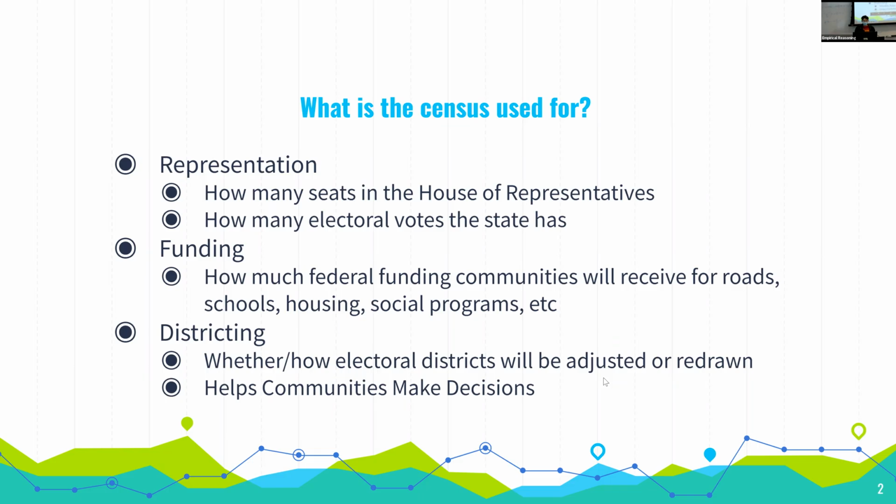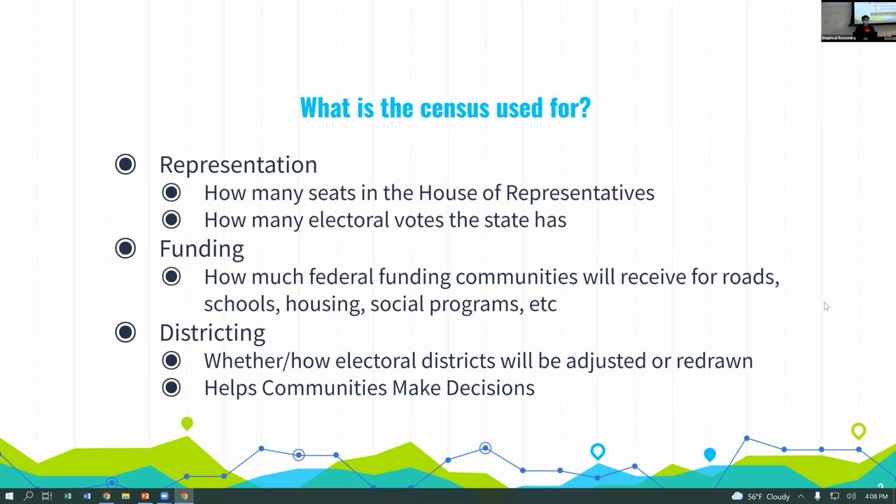And it also impacts the funding. So how much federal funding areas will receive for things like infrastructure, schools, and welfare programs. And they're also used for districting, so electoral districts, which obviously has really important implications. And they help communities to make decisions based on where the population is located.